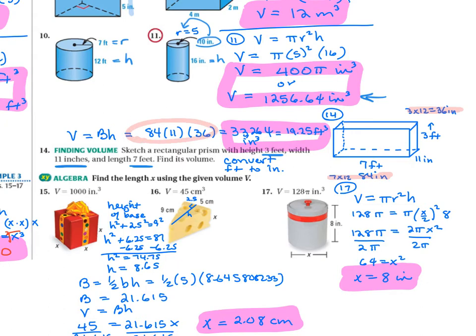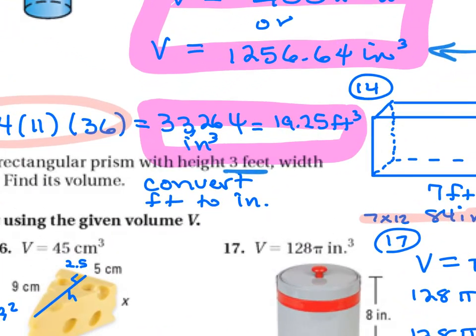Now, I gave my answer both ways. So if you actually converted this 11 inches into feet, then your answer is 19.25 feet cubed. But if you left it in inches, then it's 33,264 inches cubed. So either way, be very careful and watch the units to make sure to see if you have to convert them within the problem first.